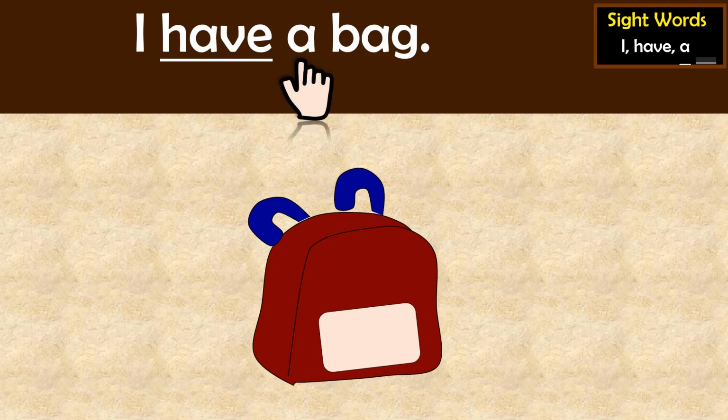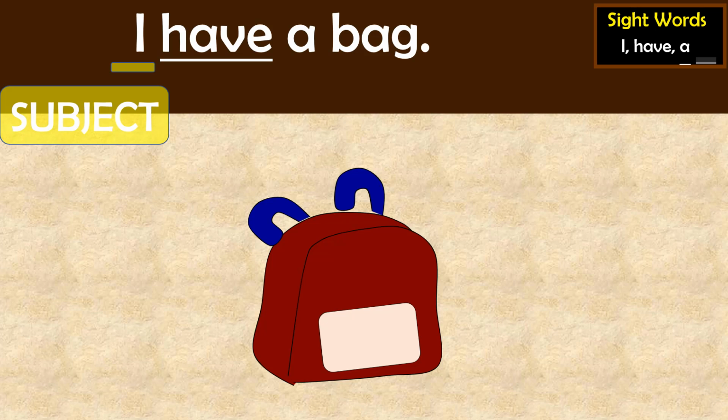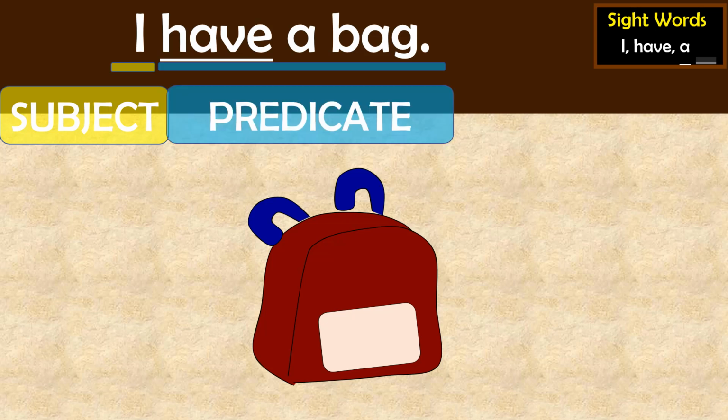I have a bag. In this sentence, we are talking about I. I is the subject. And what do I have? A bag. Have a bag is the predicate.